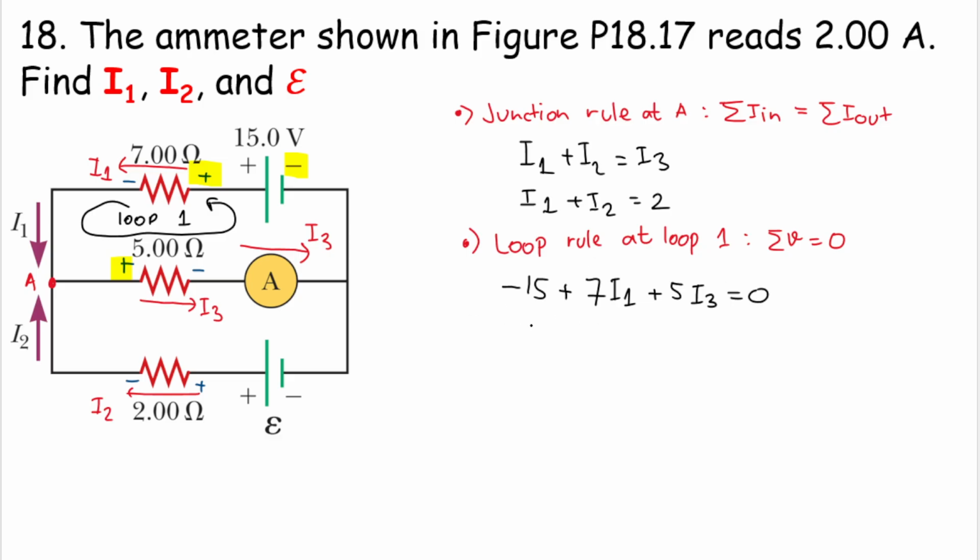Now let's plug in the values that we know. I3 here is 2 ampere, right? Because the ammeter here reads 2 ampere. So we'll have minus 15.